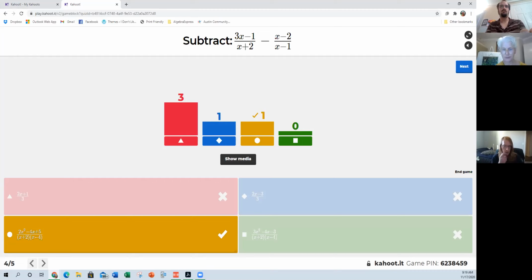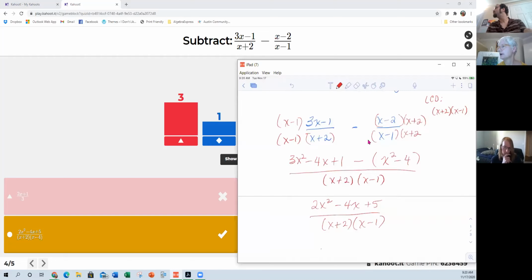So let's look at this one. The common denominator is x plus 2 times x minus 1, because you take each denominator, and that's your LCD. What this fraction is missing is the x minus 1, so you have to multiply top and bottom by x minus 1. What this fraction is missing is the x plus 2, so you have to multiply both the numerator and the denominator by the x plus 2.